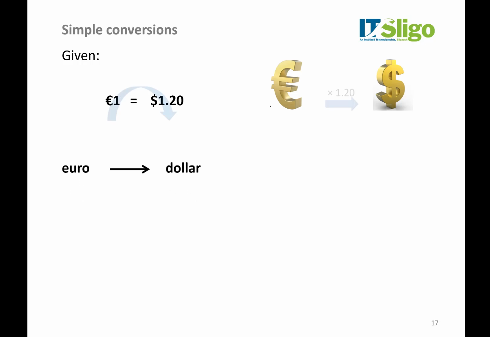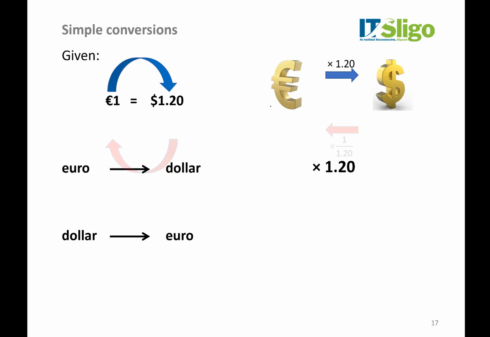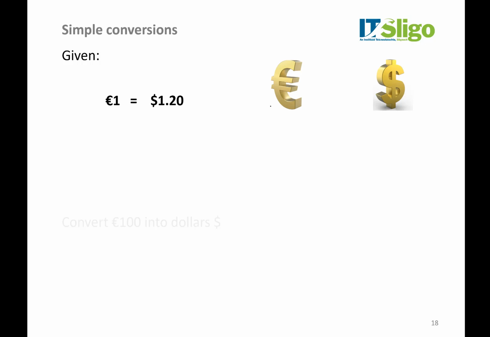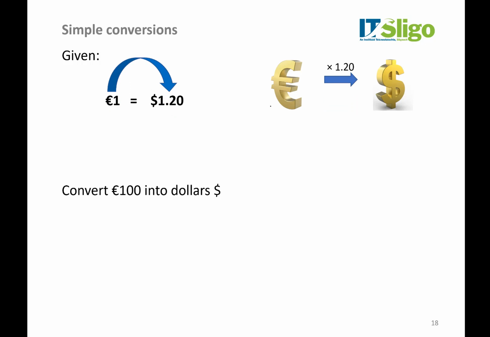Look at another example, again with money. €1 is now worth $1.20, different currency, same idea. If we're going against our conversion, if we're going from dollars into euros, then we multiply by the reciprocal of the conversion rate. And we'd see this here. Convert 100 euros into dollars. We're going from euros into dollars. That's the way the conversion is set up.